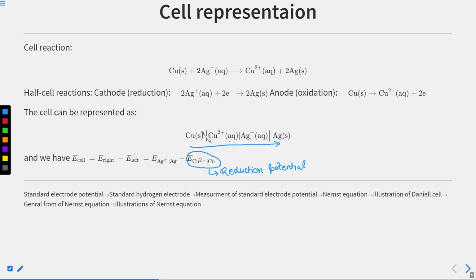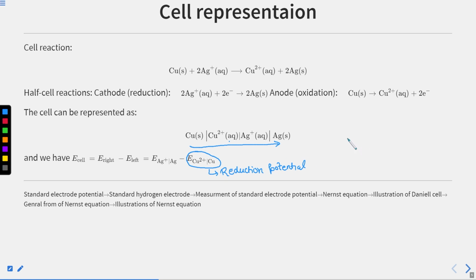Okay. And we can see that Cu is not reduced here, but it is oxidized. Why? Because it is gaining 2 electrons. So we have to remember that we have to now reverse the sign of it, because it is not getting reduced, it is getting oxidized. So what we will do, we will just reverse the sign.